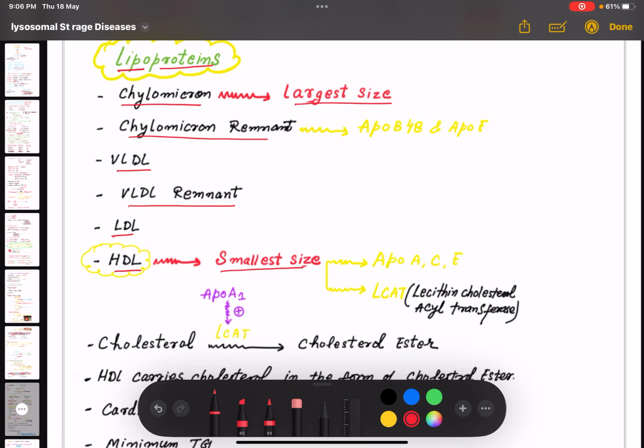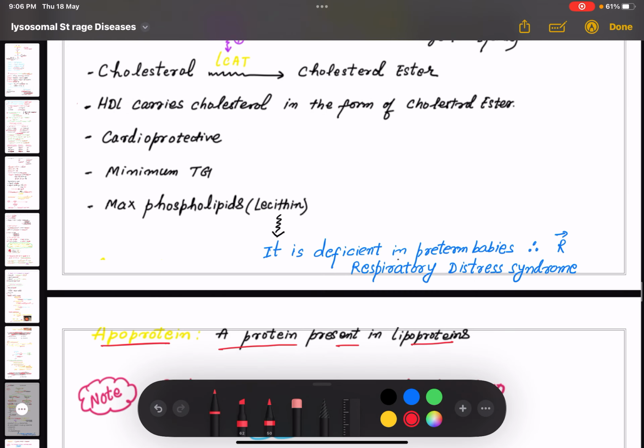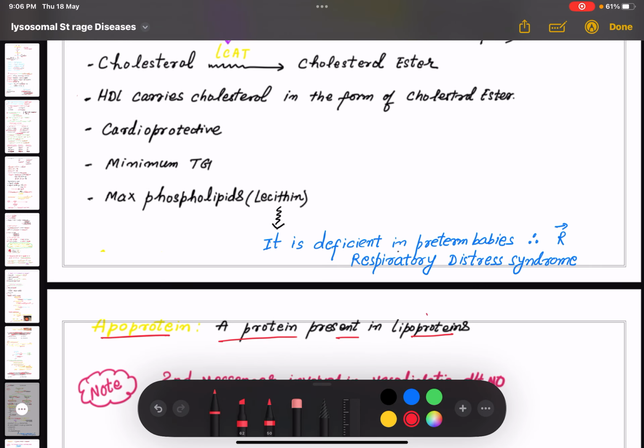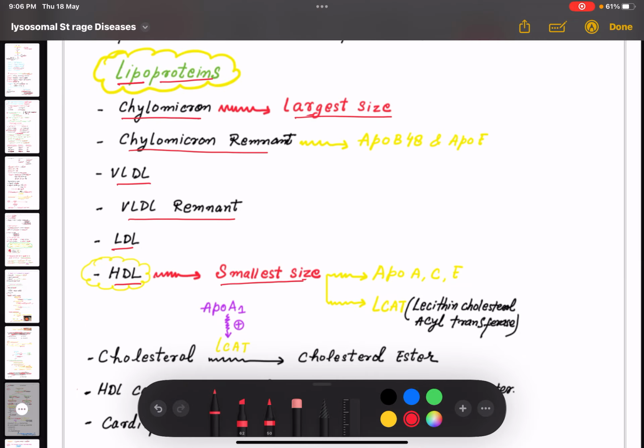Now see guys, I have told you what is meant by apoprotein. It is a protein present in lipoproteins. This chylomicron remnant is having apoproteins which are known as ApoB48 and ApoE.